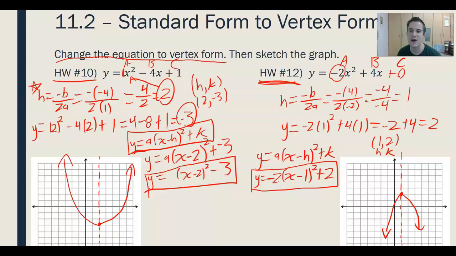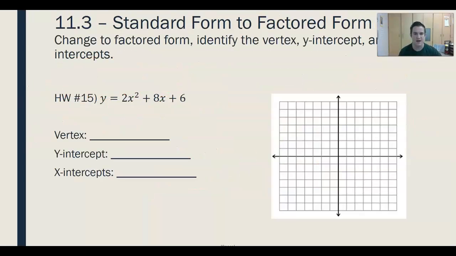And as of right now, when this is in vertex form, all we can really identify easily is the vertex. I'm not yet talking about how I can find the x-intercepts or y-intercepts. That's what I do in the next unit. So that's converting from standard form to vertex form. It helps me to find the vertex of a graph.